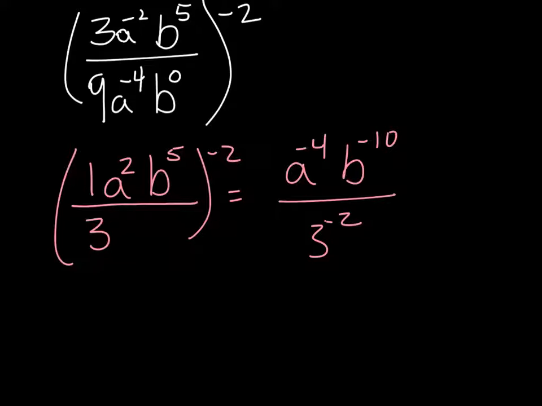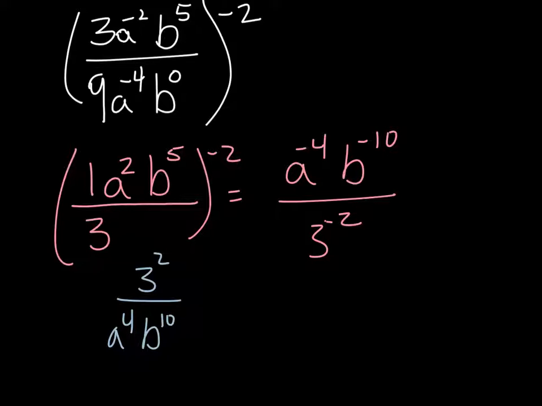All right, now, of course, we have a bunch of negatives, so we can't have that. So what is it then? On the top would be, actually, I don't know. Yeah, you do it. So 3 to the second power, I think that's okay. Top, and then a to the 4th power, and b to the 10th.